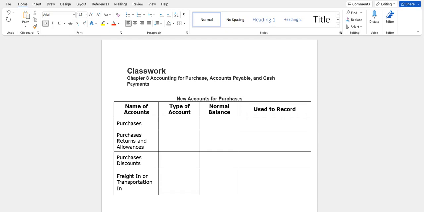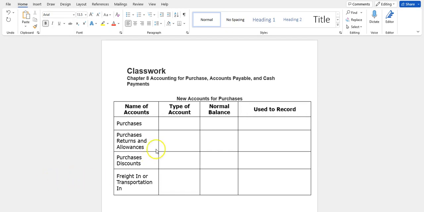So this first problem is going to talk about the new accounts, okay? The new accounts that we're going to need to use on our chart of accounts for those purchases that we're making as a merchandise company. Okay, so we're going to have our purchase account, we're going to have our purchase returns and allowances, and then we're going to have our purchase discounts. All right, our freight in and our transportation in.